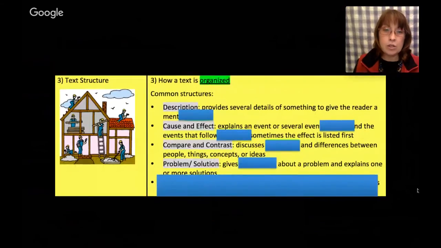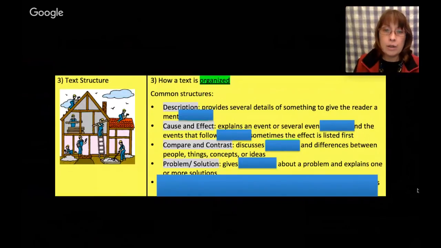Next, we have text structure. That is how a text is organized. Notice our little picture over there in the corner. It's a frame of a house. Just like a house has to have a frame and a structure in order to put up walls and create a room, a text must have a structure to it in order to have it be organized.